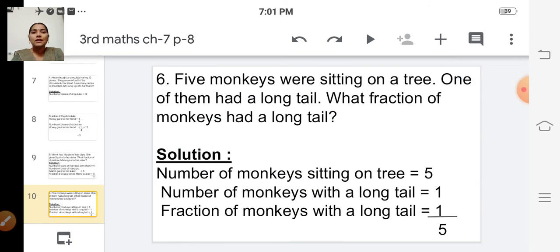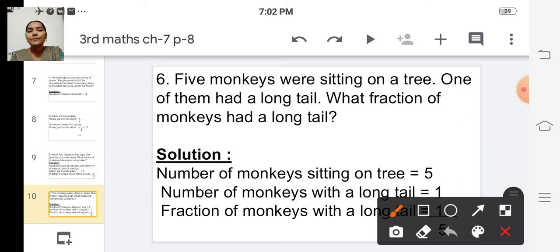Yes. The last question. Sixth one. 5 monkeys were sitting on a tree. One of them had a long tail. What fraction of monkeys had a long tail? So in this problem, they have given the number and they have asked the fraction. Okay, then you have to use the format only. It is very, very simple. Okay, what is the format?